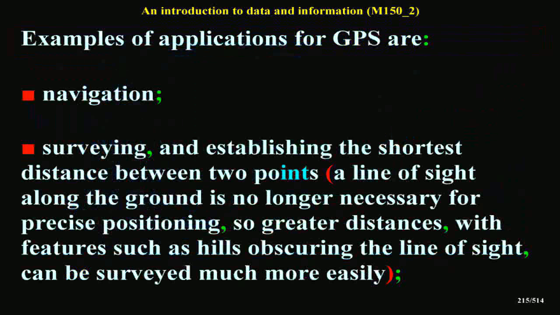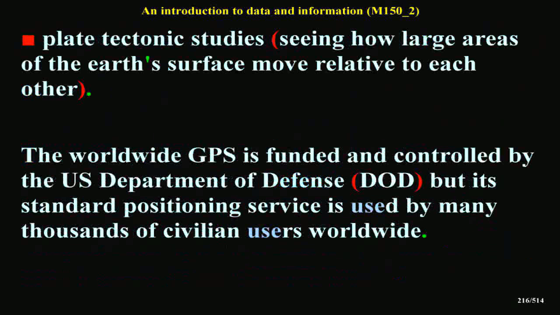Examples of applications for GPS are navigation, surveying, and establishing the shortest distance between 2 points. A line of sight along the ground is no longer necessary for precise positioning, so greater distances, with features such as hills obscuring the line of sight, can be surveyed much more easily. Plate tectonic studies, seeing how large areas of the Earth's surface move relative to each other.